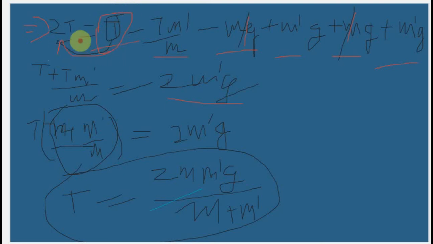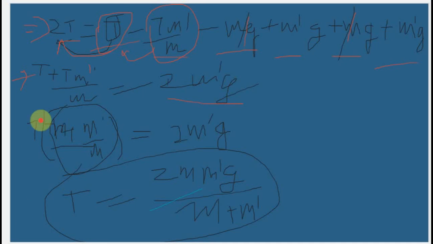we displace here, right hand side to left hand side, that is 2T minus T, that means T. And then we displace this term to left hand side, then finally we got T plus T m prime upon m is equal to 2m prime g.